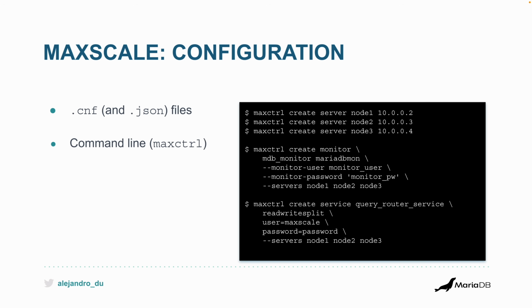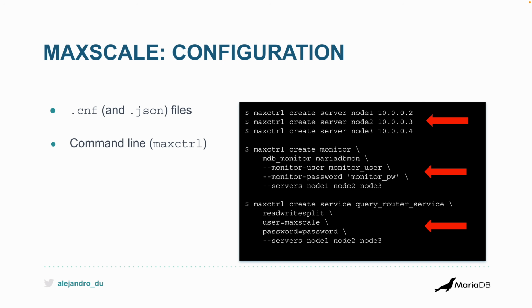You can do the same using the command line through a tool called MaxCtrl. And if you look at this section over here, you see that we are creating the same nodes, node 1 and 2, and a third one with their IP addresses. But we are also creating or defining a monitor, right? We're creating the monitor. Remember the monitor from the architecture? It is the one that monitors the cluster and updates the state. We can create many of those monitors. Now we're creating one, we give it a name, and we're saying, hey, please monitor node 1, 2, and 3.